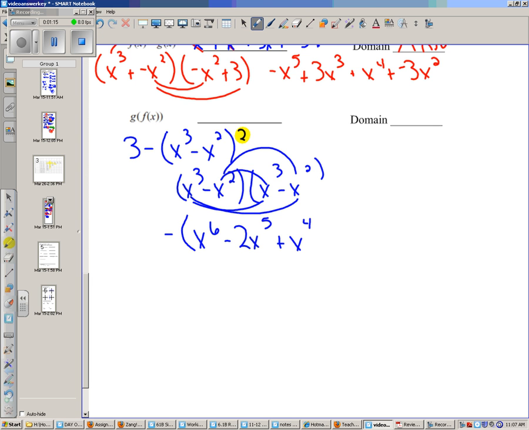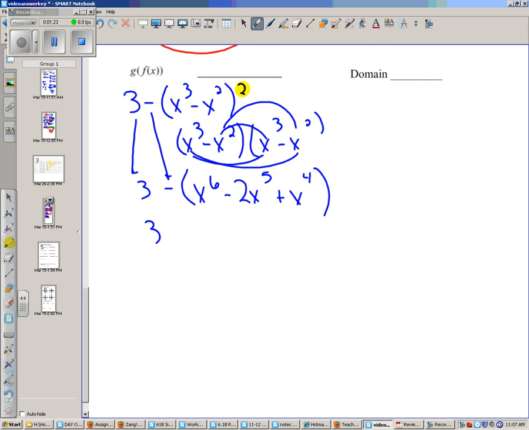Again, this minus applies to everything in here, and then the 3. So if you notice, it's just coming down. And now I'm going to distribute my subtraction. So then it becomes plus 2x to the fifth and plus negative x to the fourth. I added the opposite. And now I'm just going to write my answer in standard form. So going back to the answer blank, my answer in standard form would be negative x to the sixth plus 2x to the fifth plus negative x to the fourth, and then plus 3. And again, I don't have any issues with my domain, so it's going to be all real numbers.